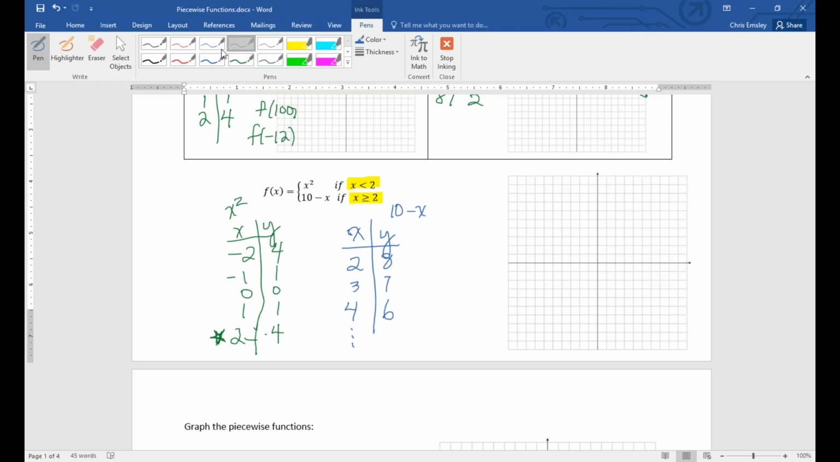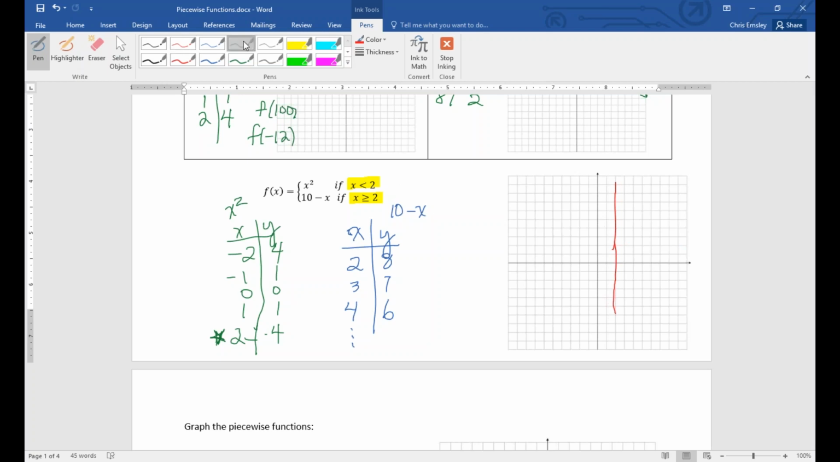So when we go to graph these, I'm going to draw a little reference line in here. Sorry, trying to get my pen color. At x equals 2, right here, x equals 2, this is where we see things changing over. Any values to the left of this line, we need to use the x squared function. Any values to the right of this line, we have to use the 10 minus x.